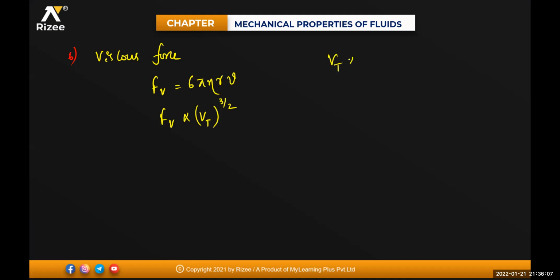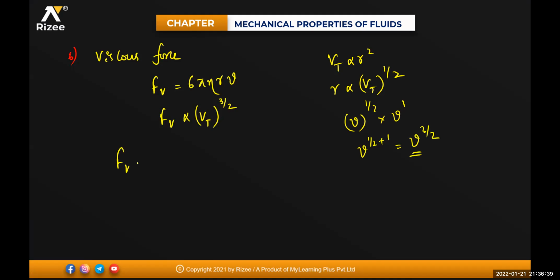Terminal velocity is directly proportional to r square. That means r is proportional to the terminal velocity to the power of 1 by 2. Velocity is already directly proportional to r square. So r means v to the power of 1 by 2, and multiplying by this v, that is the reason terminal velocity is to the power of 3 by 2. Because here it is 1, so it is v to the power of 1 by 2 plus 1, that is v to the power of 3 by 2.